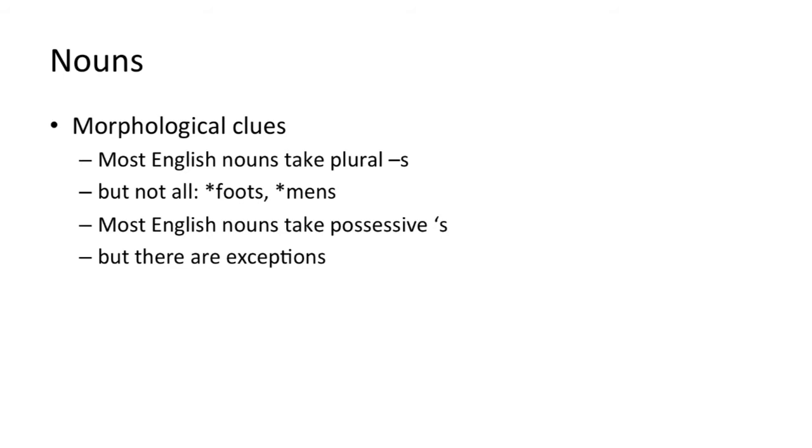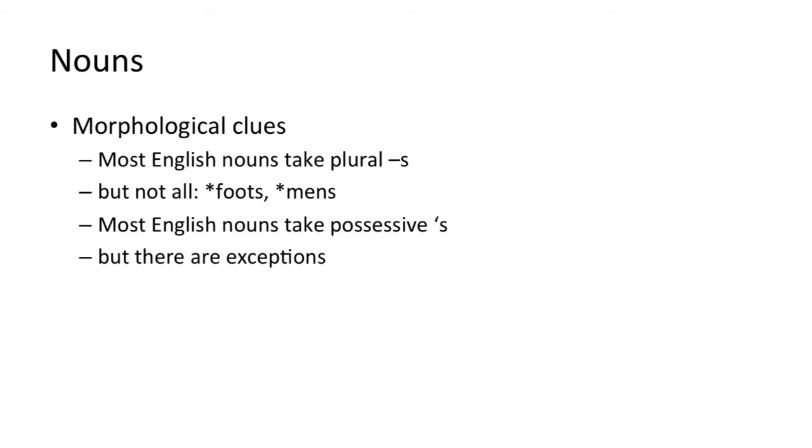If we turn to the morphological clues, then most nouns in English can take an S to make them plural. Cats, chairs, thoughts. But not all nouns take a plural S. Some nouns are made plural in some other way. For example, the plural of foot isn't foots, it's feet. The plural of man isn't mans, it's men. And there are some nouns that can't really be plural at all. We don't normally talk about informations or advices or garbages.